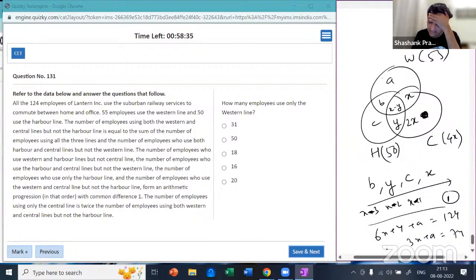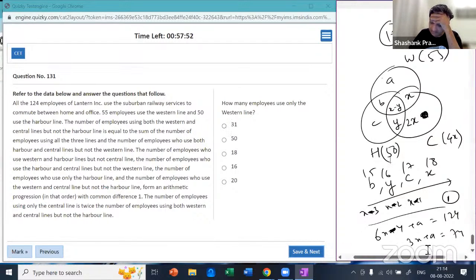So what I'm going to get here is 4x plus 2x, 6x minus 4 plus a, and 3x plus a is anyway equal to 74. Okay, let me think. 6x plus a is 120. Sorry, not 120. 128. So 54. X is 18, I guess. Chalo, X is 18. I'll go ahead with this. I don't know. 18, 17, 16, and 15. I hope I'm right. Only the western line is A.